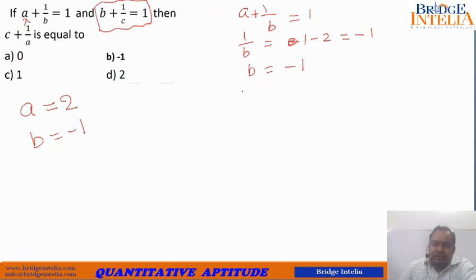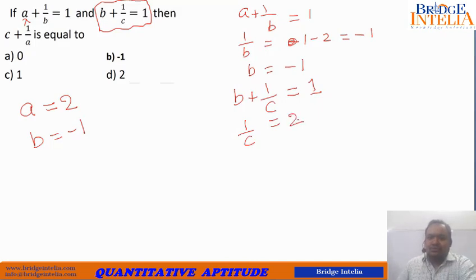So now that you know that b is equal to minus 1 and it is already given that b plus 1 by c is equal to 1, which means that 1 by c is equal to 1 minus minus 1, that means 2. So from here c comes out to be equal to 2. So based on one dummy values, you can determine the other dummy values.